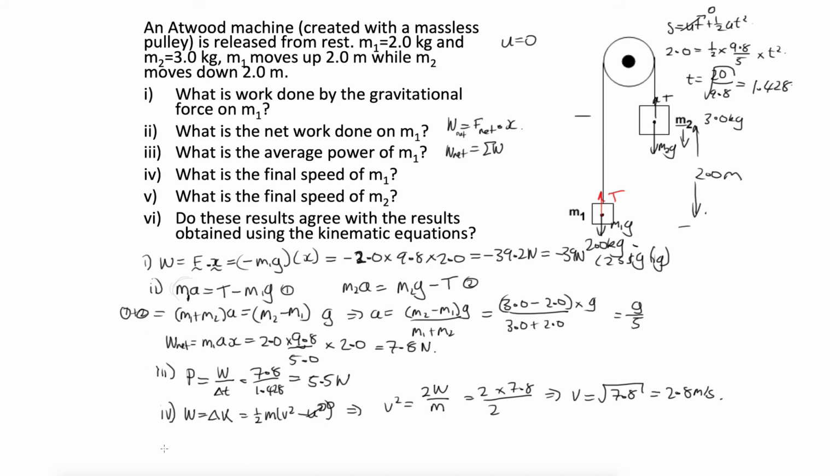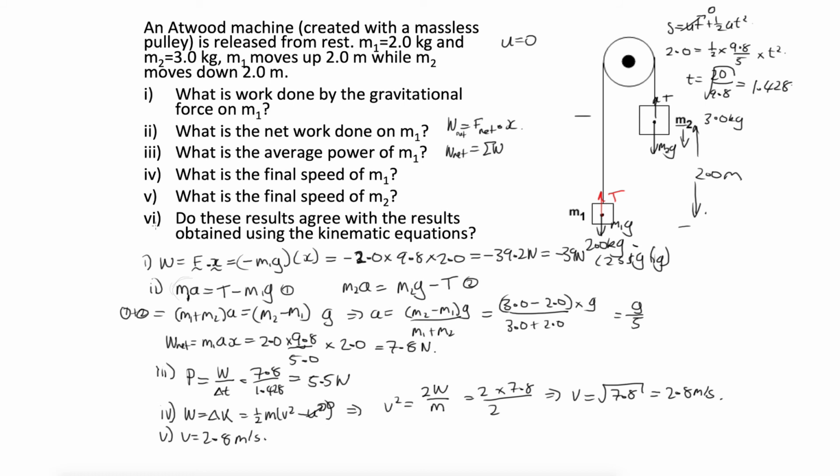And now part 5 asks us what is the final speed of m2. Okay, well, this one's not too hard because they're tied together. They have to be moving at the same speed, or we wouldn't have any tension in the rope, and none of what we've done here would have worked. So this is also going to be 2.8 meters per second.